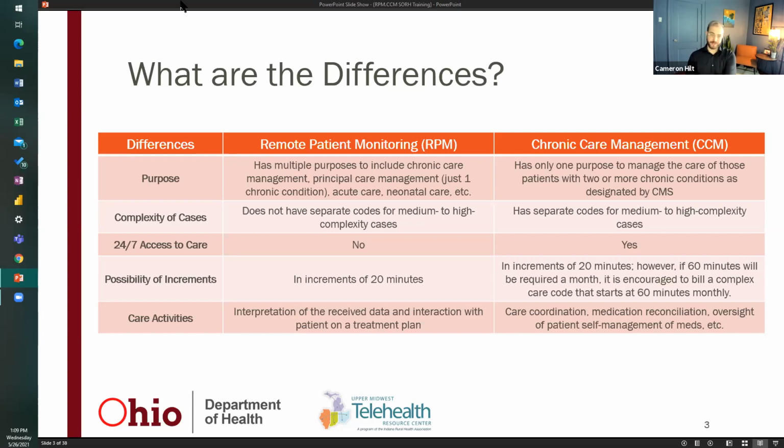The last difference is the care activities. RPM is ultimately using a device to collect different biometric data related to that patient. It's interpreting that received data that then will inform a patient or a treatment plan. Chronic care management is a whole slew of other things. It will include coordinating care for that patient, helping with their medication compliance, the reconciliation, and overseeing self-management of their meds.